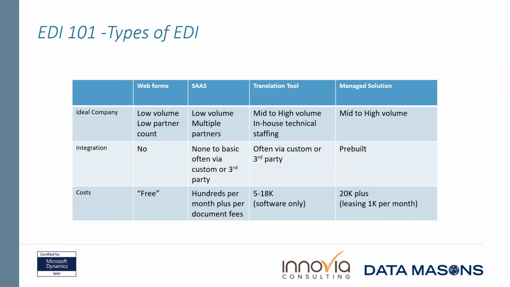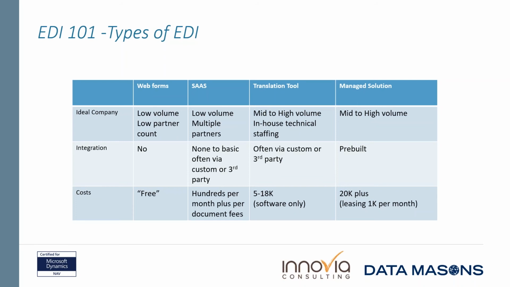So a software as a service or a cloud component can work well, again typically in lower volumes, with multiple partners and basic integration or third party. And again, we spend a couple hundred dollars a month, a little bit upfront on integration, and typically it works.